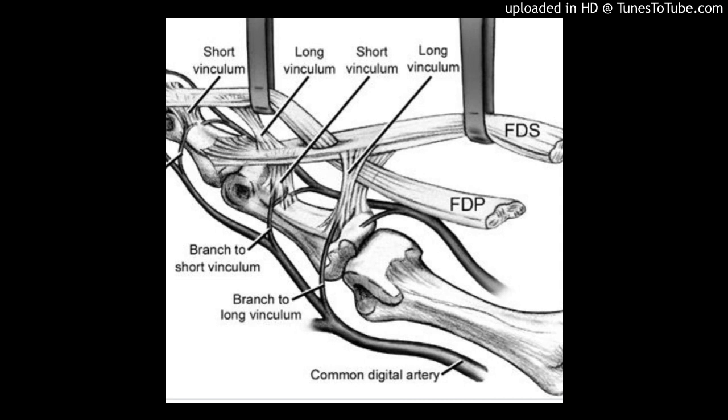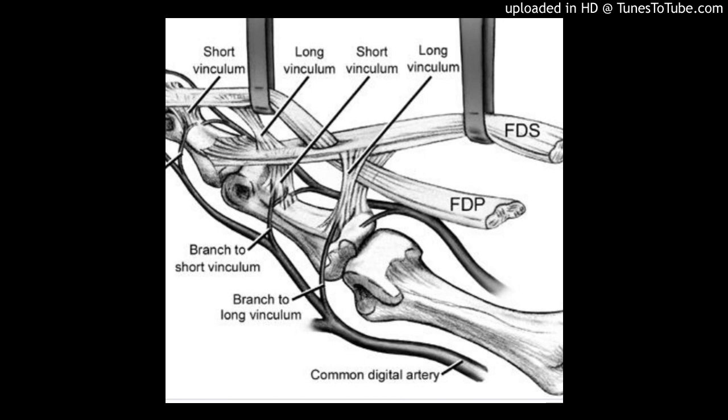Regarding the classification of flexor tendon injuries, it was classified 100 years ago by Bunnell, probably in 1918 or 19, and the same principles are followed up till now. So zone 1 is a flexor tendon injury which occurs distal to the FDS insertion. So it is basically an isolated FDP injury.